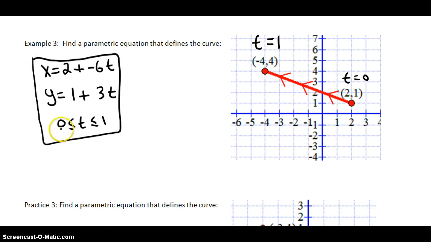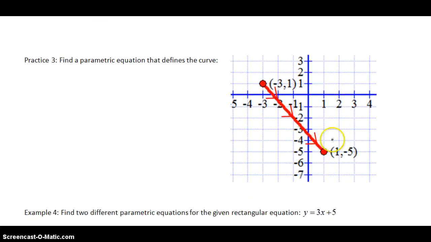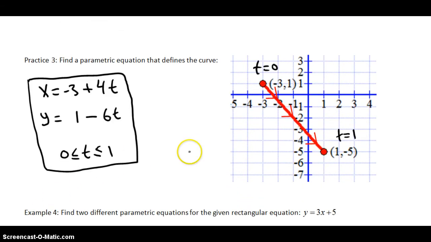If we plug in the t values of 0 and 1, we get these two ordered pairs. So pause the video, and I'll scroll down here. Try practice problem 3. And here's your solution to problem number 3. The nice thing about these problems is we get to pick the parameter to be whatever we want, so we can set t equals 0 and t equals 1, and it makes our restriction pretty easy. Alright, pause the video if you need to, and then we're going to move on to example 4.